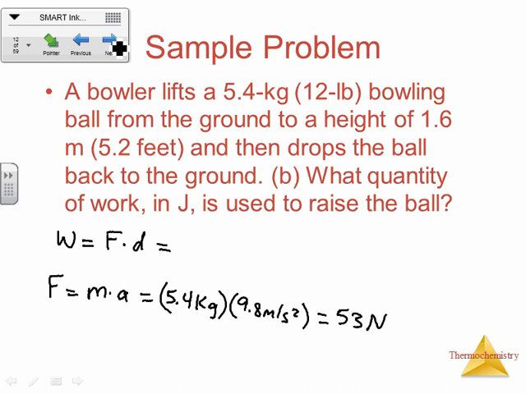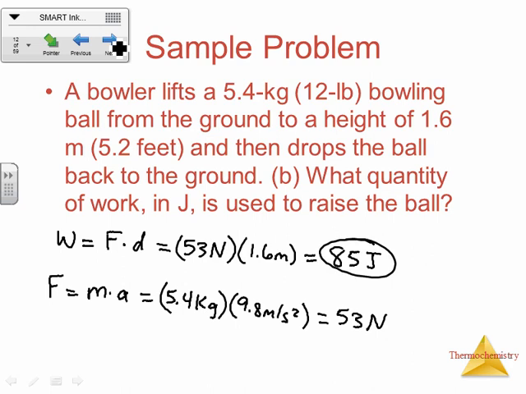Okay, so what we're going to end up with here is about 53 newtons of force. So now I've got my force, 53 newtons, provided that I did that correctly, times the distance, which again we want to be in meters in order to get our work in joules. So 1.6 meters here. When we multiply that by the 1.6, we end up with 85 joules of work done.